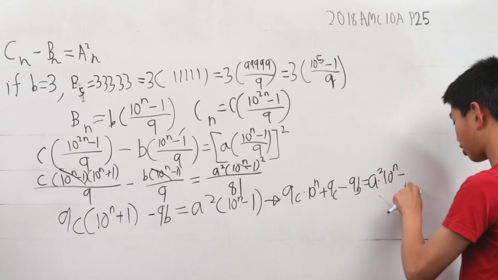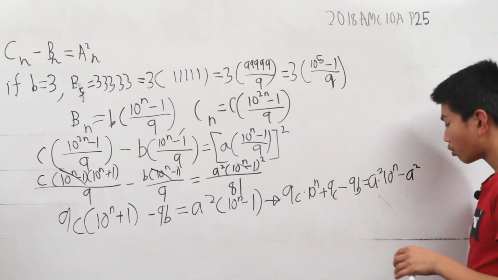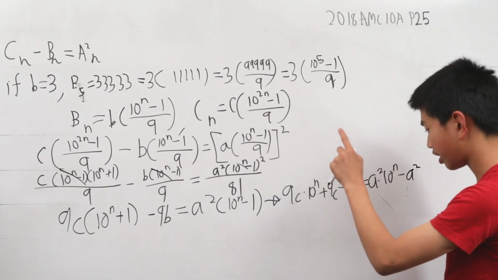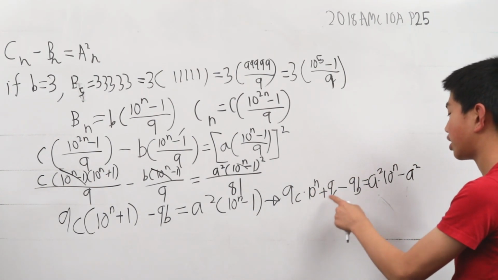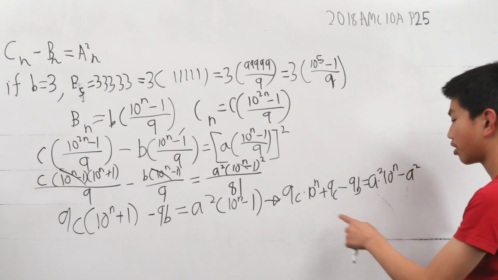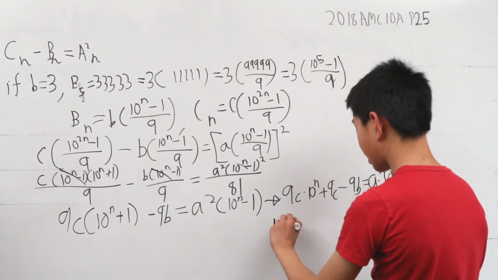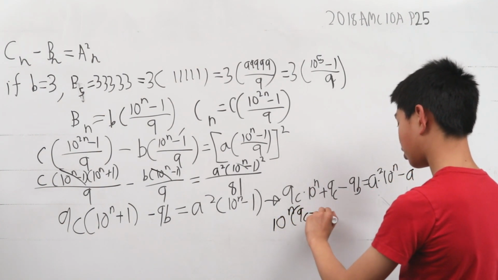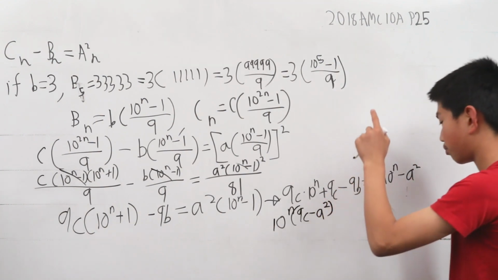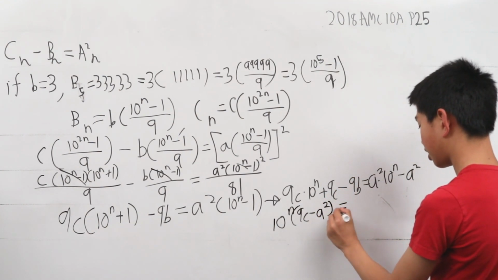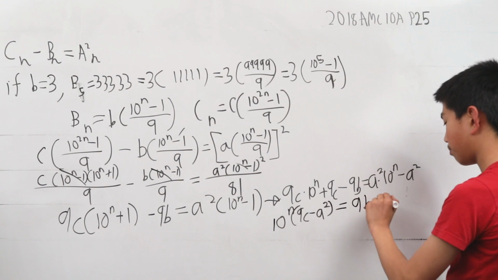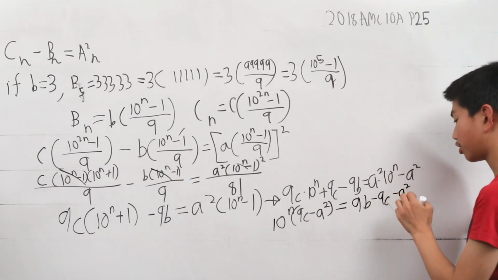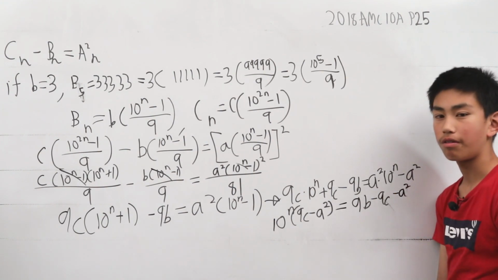Wait, no, this isn't 1. This is a squared, sorry. But what we do is we subtract this term from both sides, so we can get it over here and factor out the 10 to the power of n. So we get 10 to the power of n times (9c minus a squared). And then we can subtract these to make them on the other side, which is 9b minus 9c minus a squared. So now we have this formula right here.